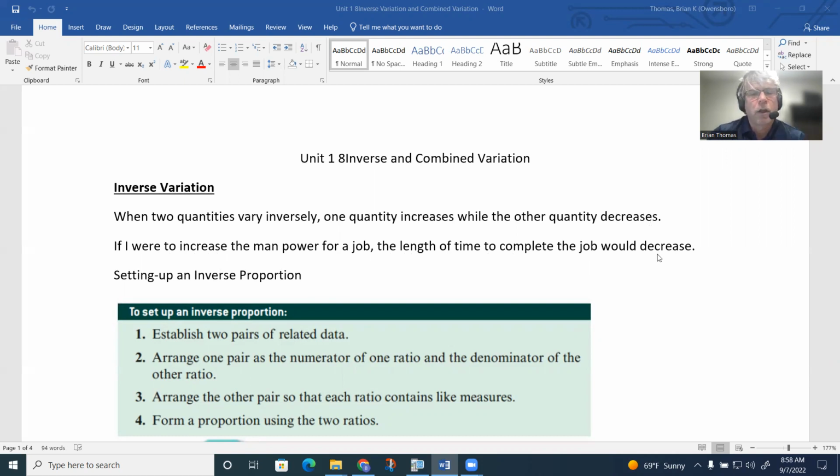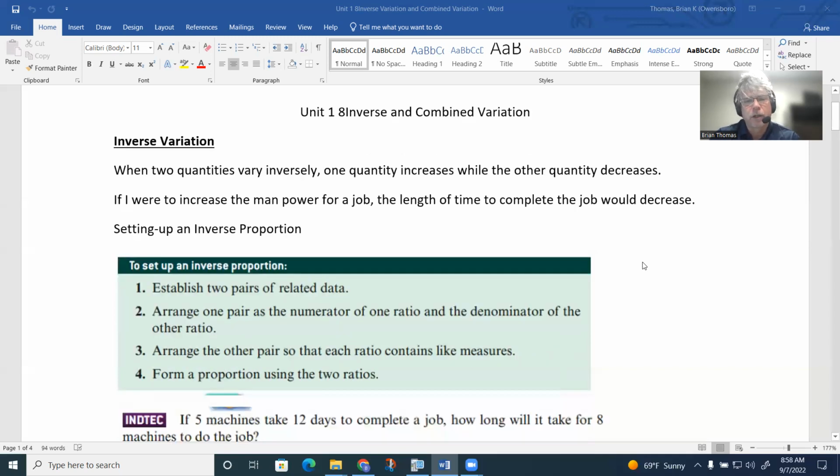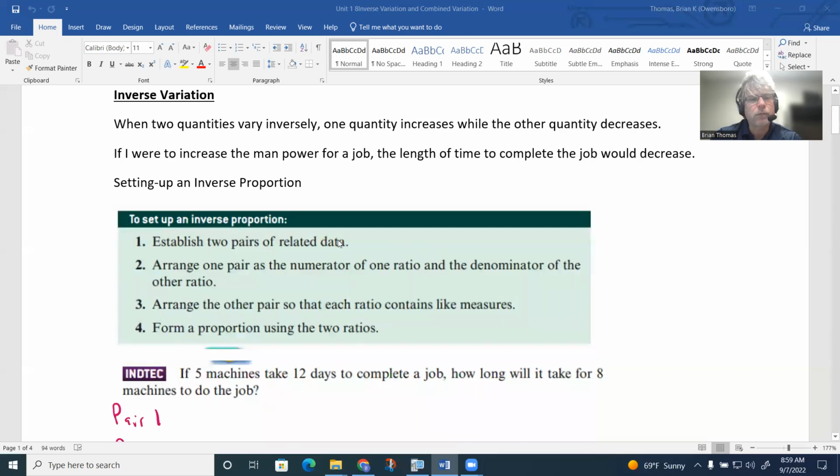So consider how long it takes one person to do a job, and then if I add on another 4 people, hopefully the amount of time it takes to complete that job actually decreases. That's described as inverse variation. So in a word problem, if one is increasing and the other is decreasing, we have to use an inverse variation strategy. To set up an inverse variation problem, we have to identify the 2 pairs related.